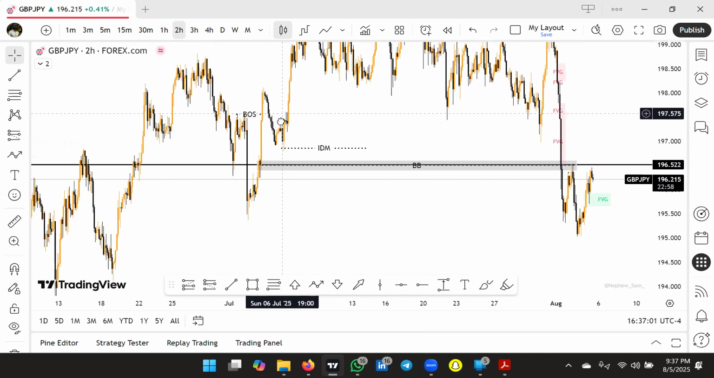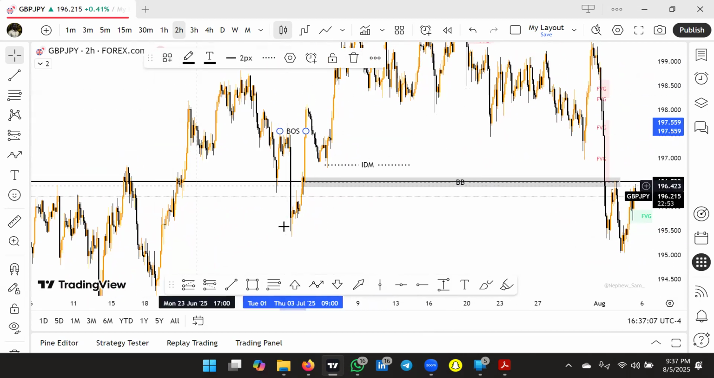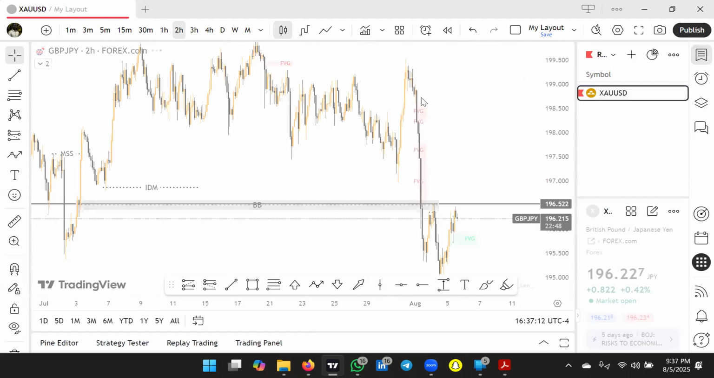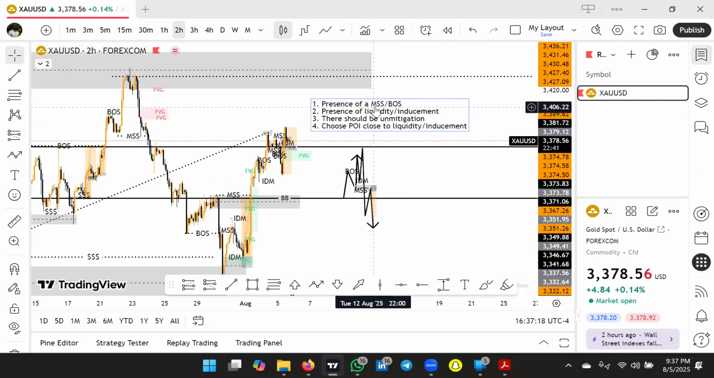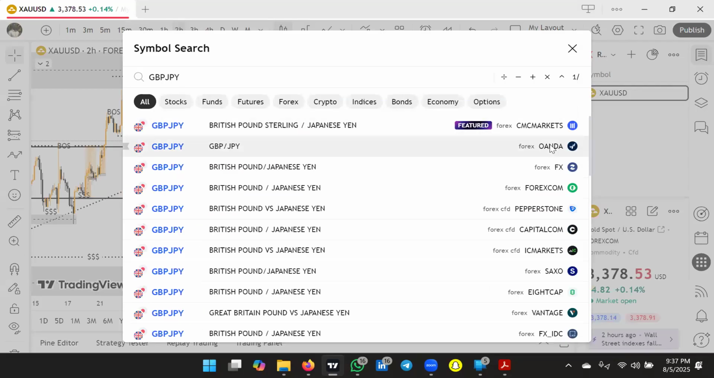Market gave us what? A market structural shift. And I said, from our rules, let me go back to my rules. Always have these four rules at the back of your mind to identify a valid POI. There should be a presence of a market structural shift or a break of structure. There should be a presence of liquidity or inducement. There should also be unmitigation. Then you should choose the POI that is close to your liquidity or inducement. Now, let me go back to the GBP JPY.